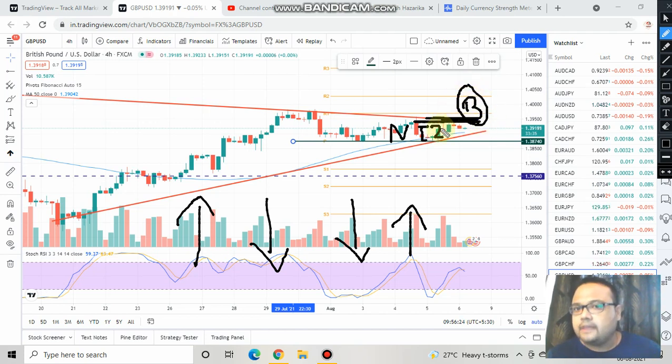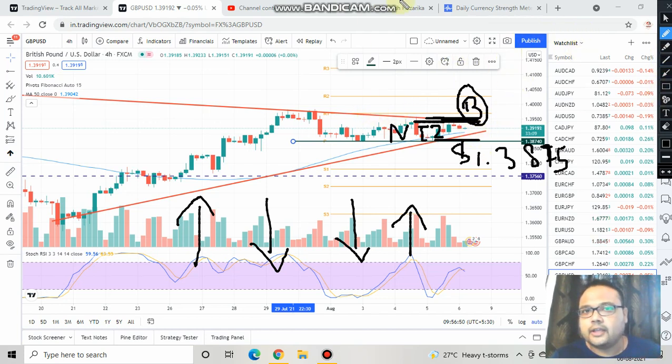On the other hand, if the report comes good and meets the consensus, then obviously the dollar will go up and the pound will fall. DXY will go up, the pound will fall, and when it crosses the 1.38775 level, you can go for a sell. So sell below this level, buy above this level. That's it. Right now the market is trading in a tight range here, so do not trade here. This is your no trading zone.